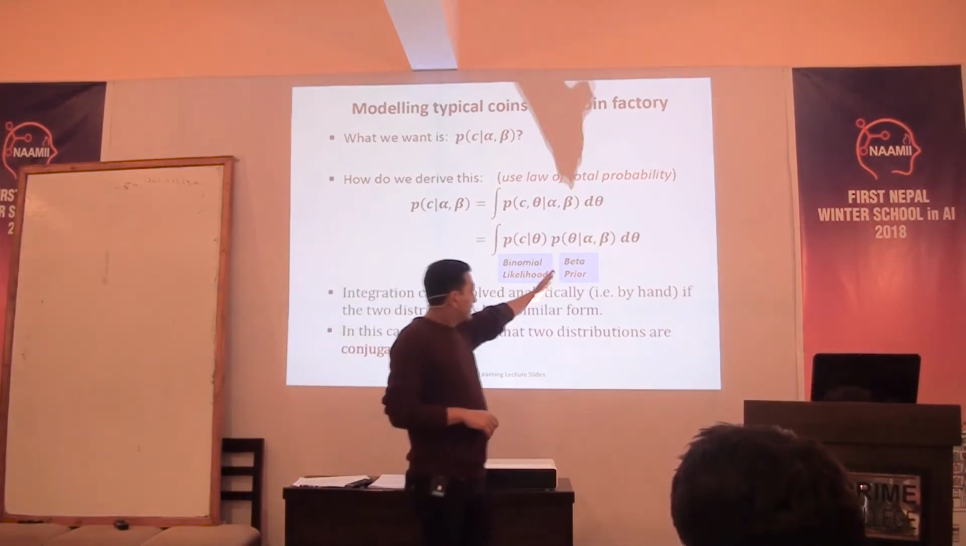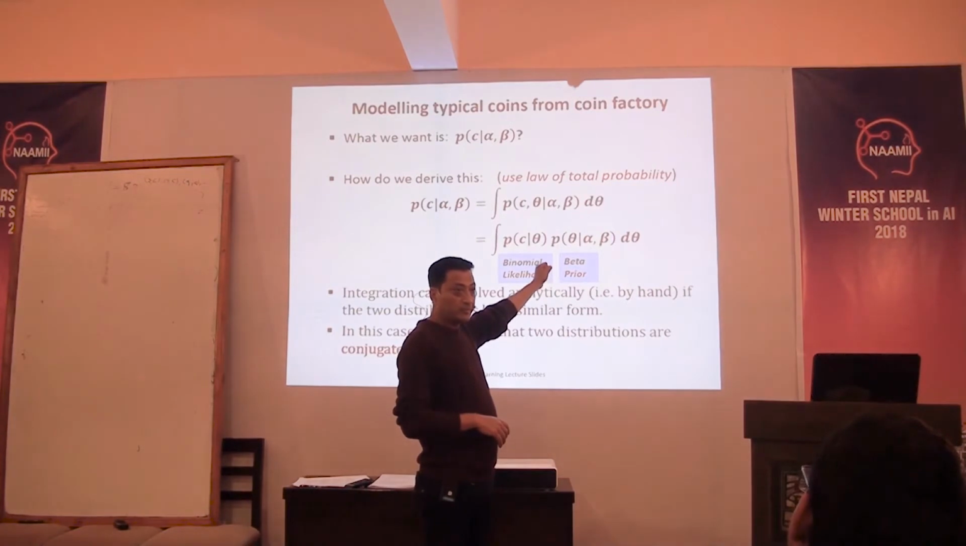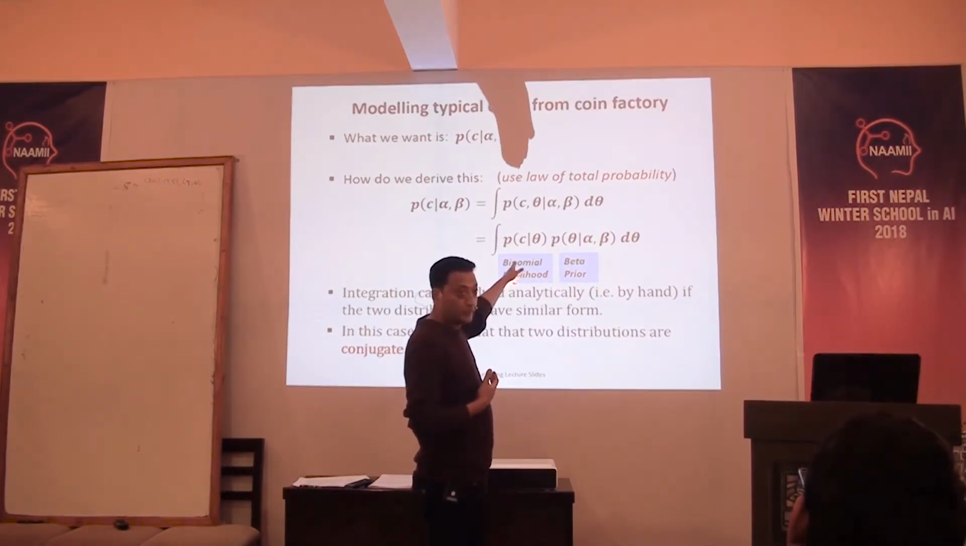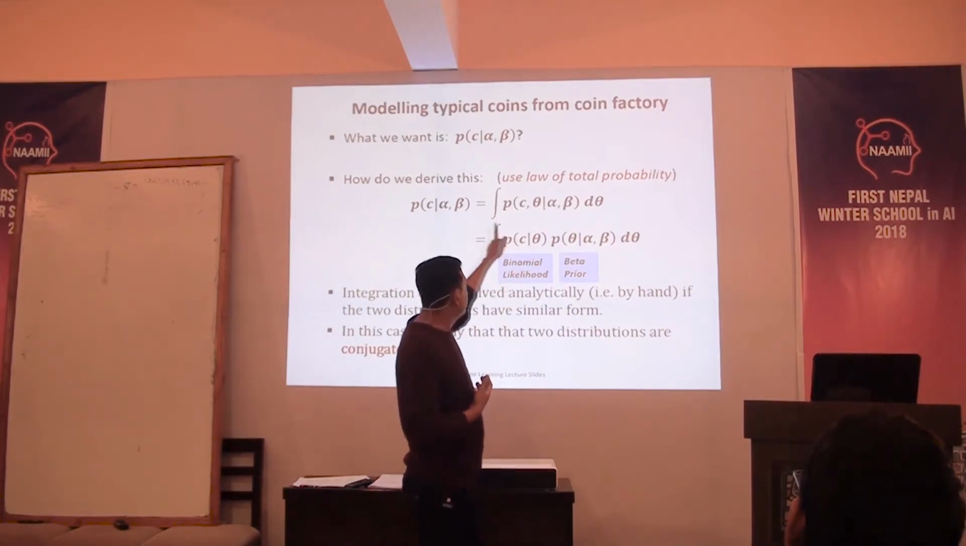So the first equation is the beta distribution. It tells you the probability of the bias of the coin, the probability of any coin from this factory, okay? And the second one is from the binomial distribution. It tells you the probability of generating some number of heads and some number of tails, okay? And we integrate this out.